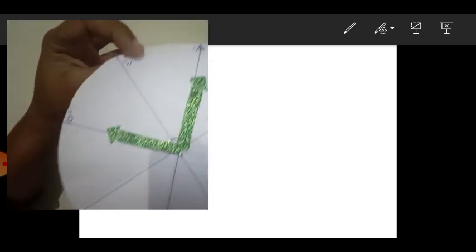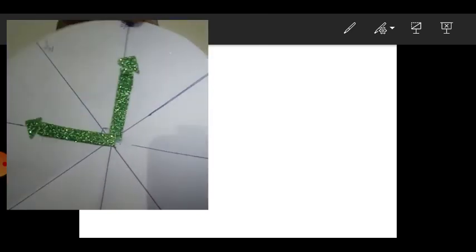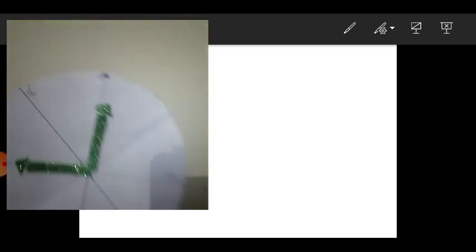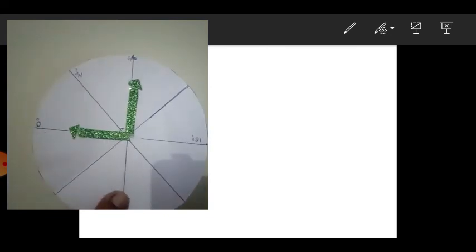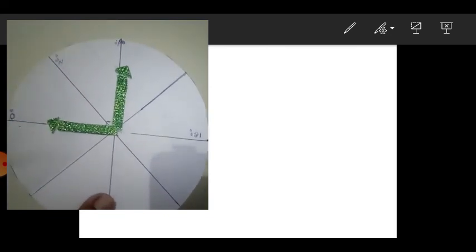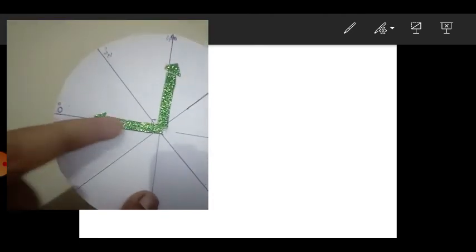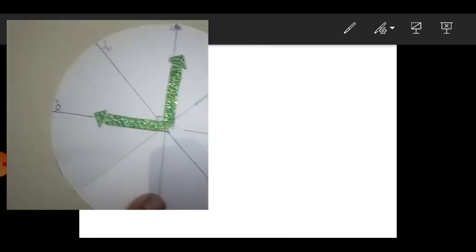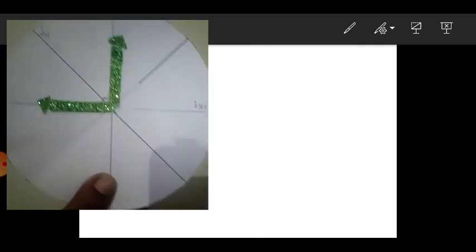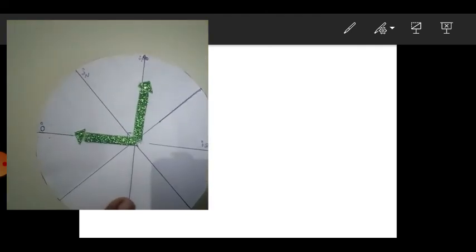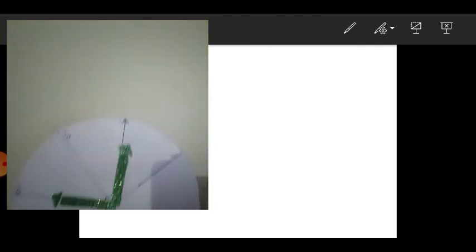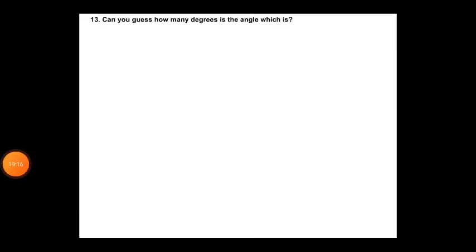See here, this is a straight line. Straight line means it is 180 degrees. Here 0 degree, 45 degree, 90 degree, 180 degree. You can observe here. So like this, you can do an activity, and see, like this, 2 strips you can cut and you can do the activity like this.